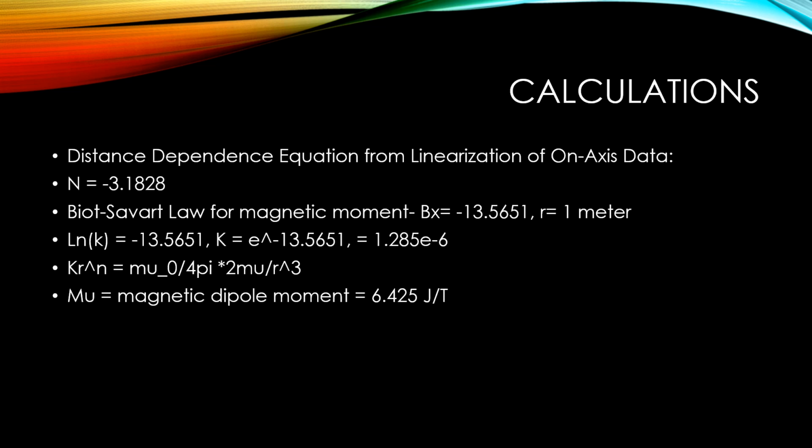And here I assumed r was 1 meter, ln K was negative 13.5651, and K equals e to the negative 13.5651, which equaled 1.285 e to the negative 6. And then here K r to the n equaled mu naught over 4 pi times 2 mu over r cubed, and here the magnetic dipole moment was 6.425 joules per Tesla.